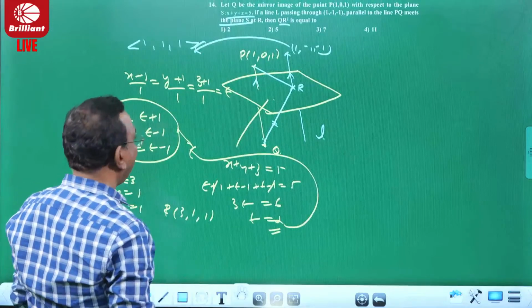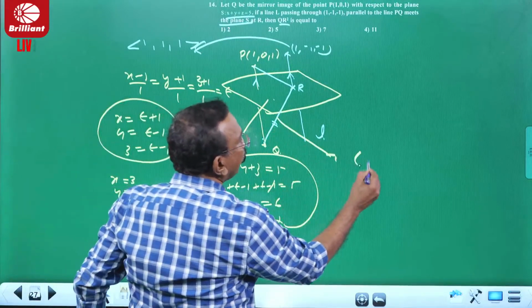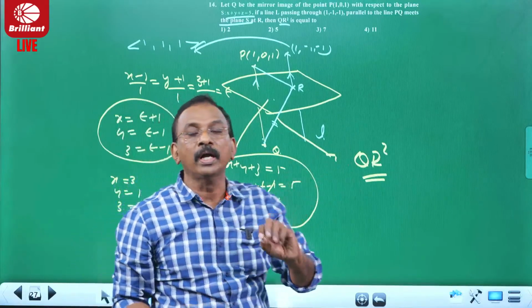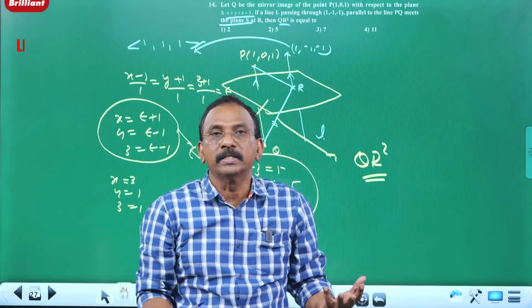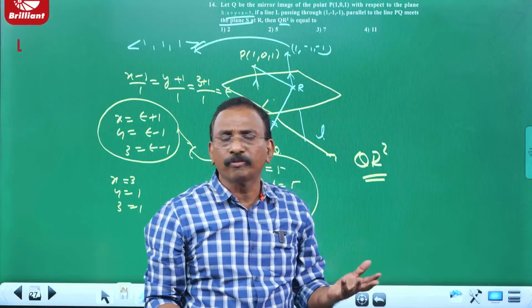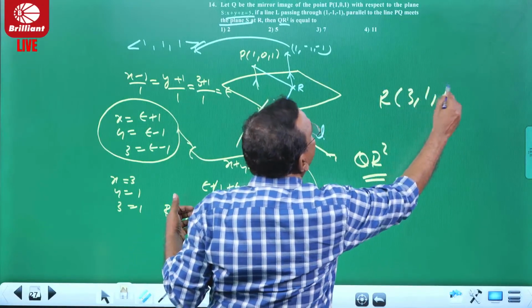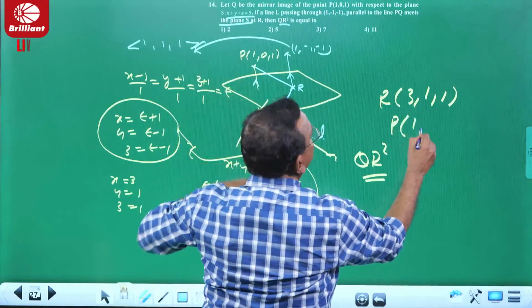QR square. Yes, I already explained that your requirement is QR square. No need of finding QR directly, because whenever you want to find QR, you think about how to find the image point. That's a lengthy calculation. No need of that. You can find R is actually (3, 1, 1) and P is already given as (1, 0, 1).